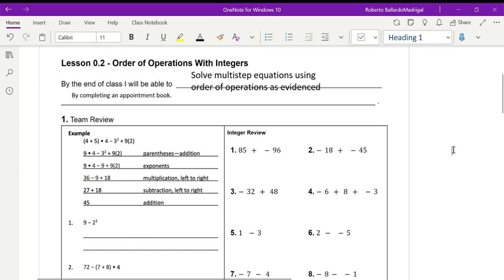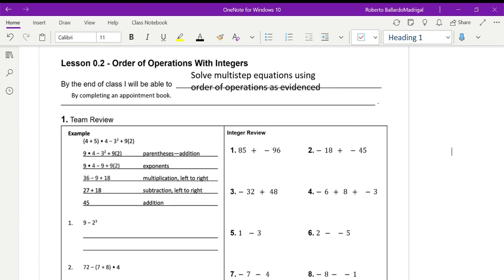Okay, so for today's first activity, we're going to do a team review. And this team review is going to be about how to solve using order of operations. Now, are we familiar with order of operations and what it means? Now let's go ahead and write this down.